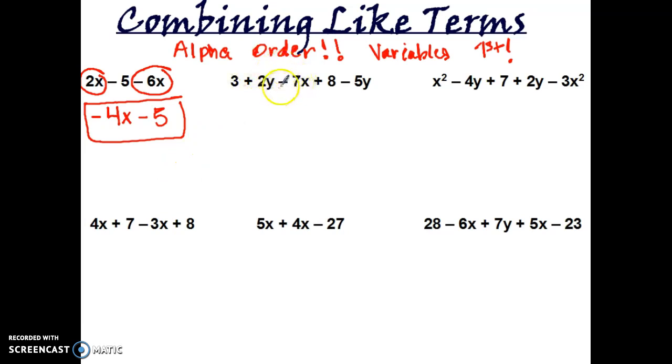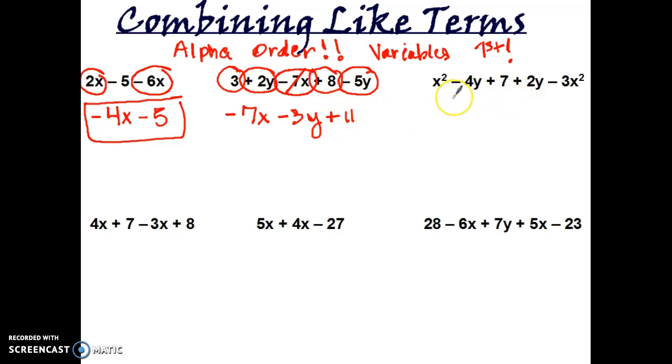All right, alphabetical order. That means my x comes before my y, and my variables are first, my numbers are last. So negative 7x combining with nothing, which gives us negative 7x. All right, then we go to the y's. So positive 2y combining with a negative 5y gives me a negative 3y. Now we go to the numbers. 3 plus 8 is 11. Wonderful. I feel like y'all are smart today.